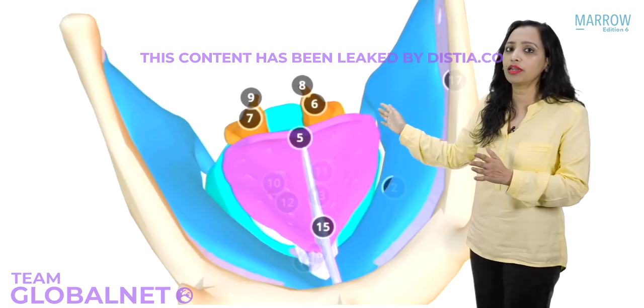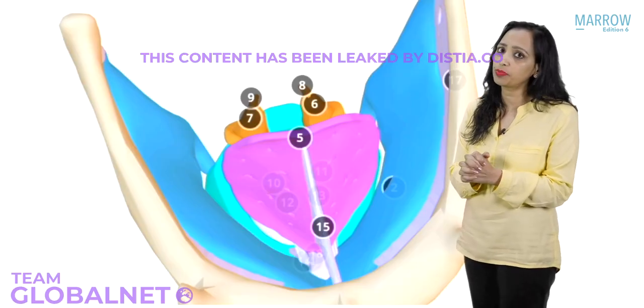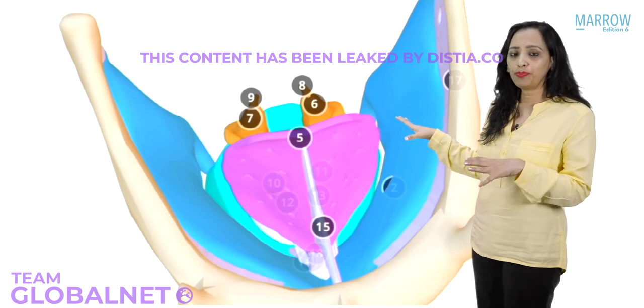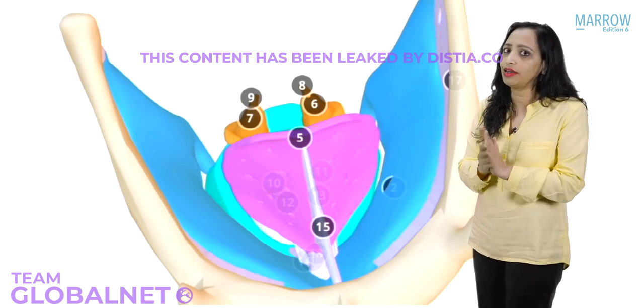Now here we are not seeing the intrinsic membrane, but I think you can make out by this picture where we have the paraglottic space. Posteriorly, we have the piriform fossa. So I hope this gave you an exact idea of how the laryngeal cartilages are attached.